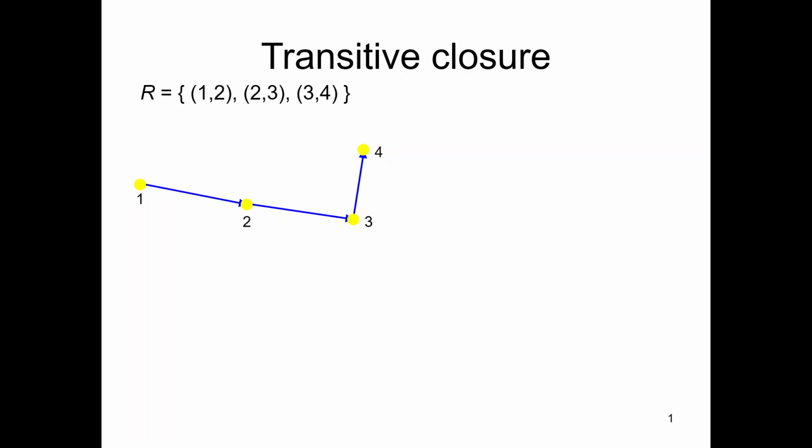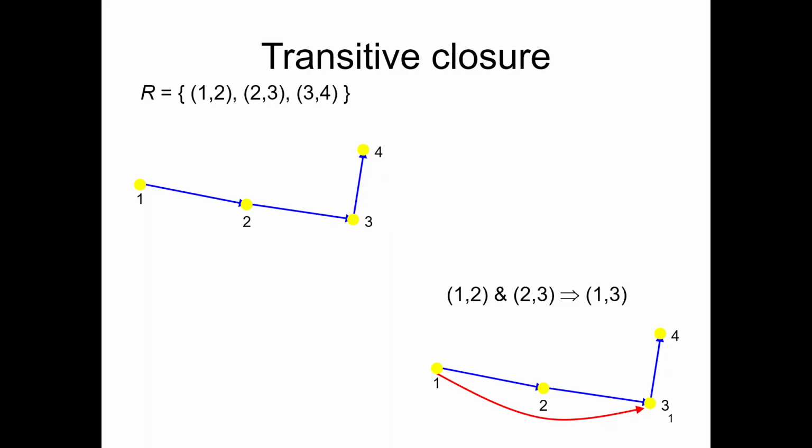So the first thing that we can observe is there is an edge from 1 to 2 and there is an edge from 2 to 3. Now, if the relation is to be transitive, there should be an edge from 1 to 3, directed from 1 to 3, right? So we have added this edge. Now let's take a look at some more transitive pairs that can be formed.